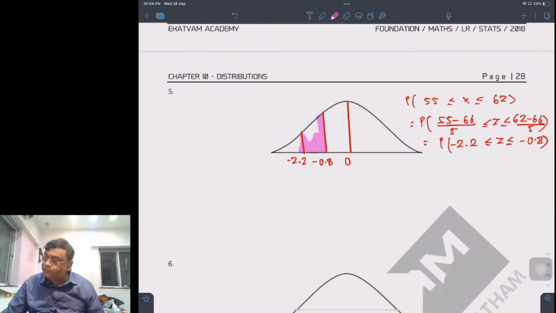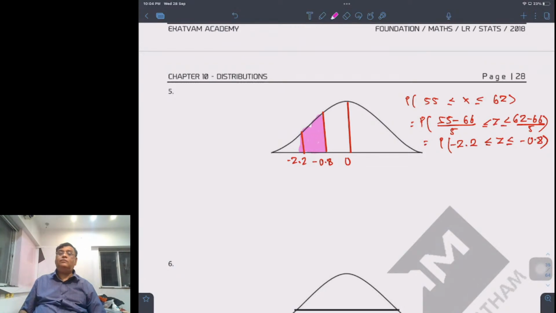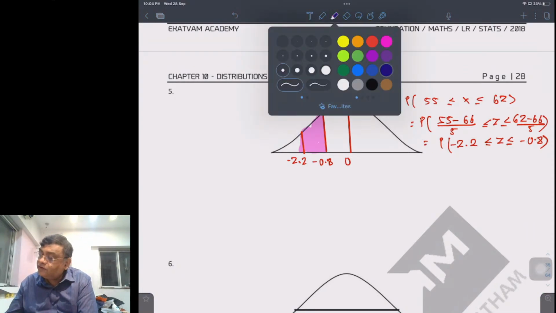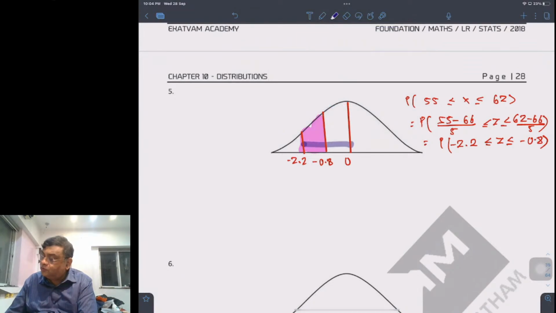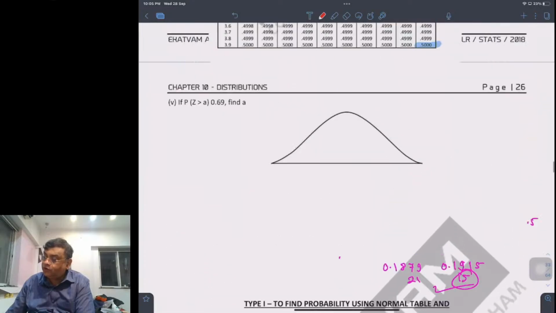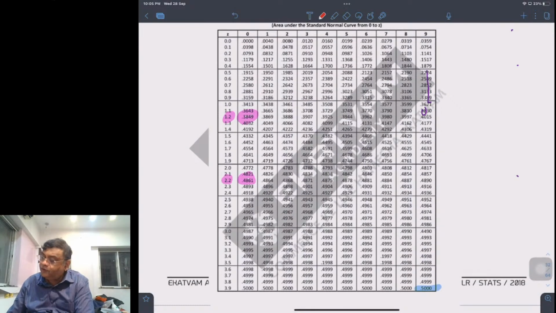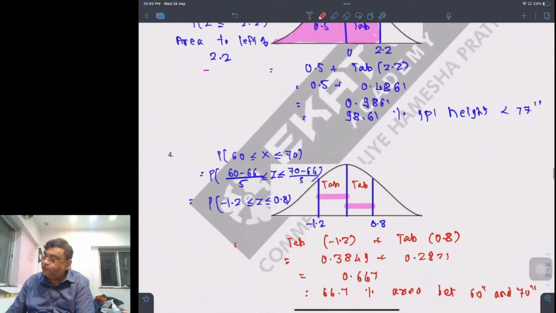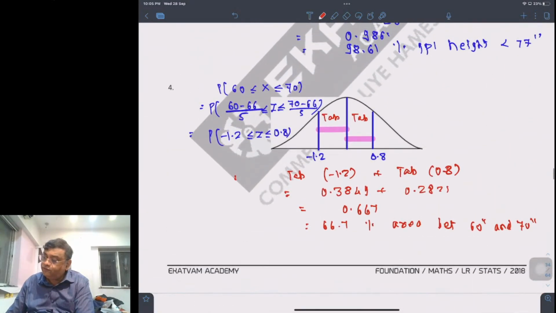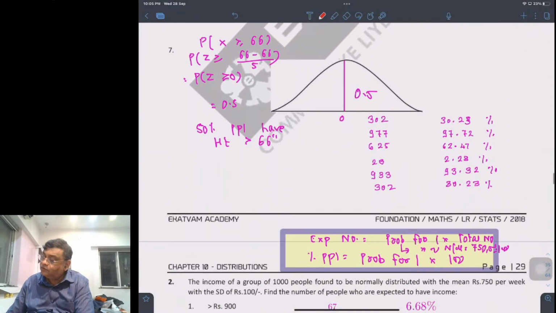Now when you want the area between this and this, table gives you area between what and what? Table gives you area between 0 and minus 2.2 and area between 0 and minus 0.8. So what is the adjustment going to be? It is the table value for minus 2.2 minus the table value for minus 0.8. Now for 2.2 the table value is 0.4861.